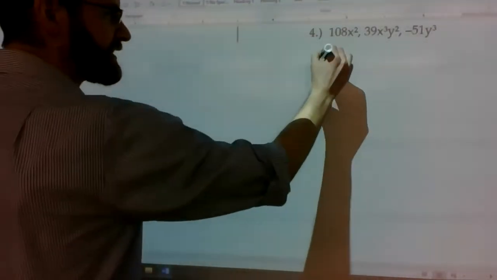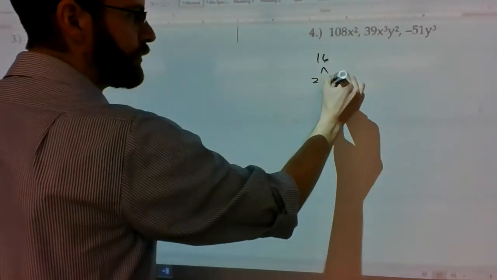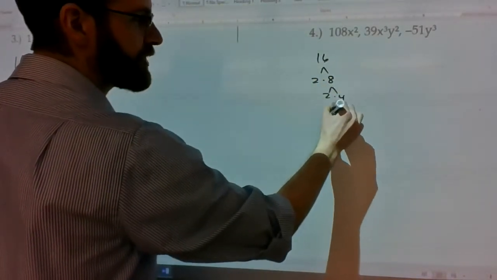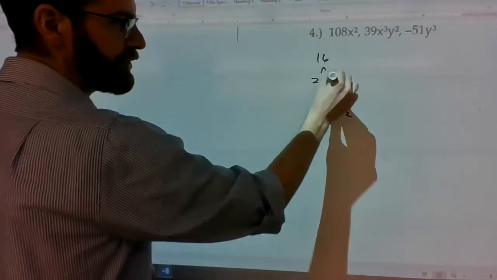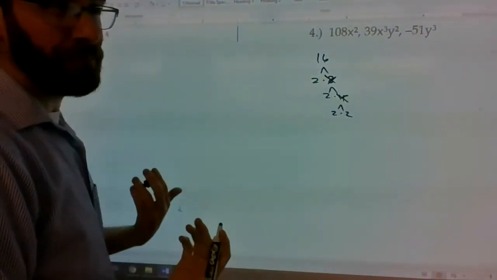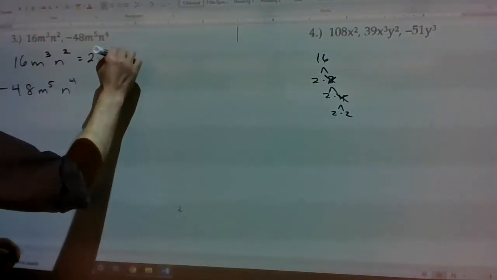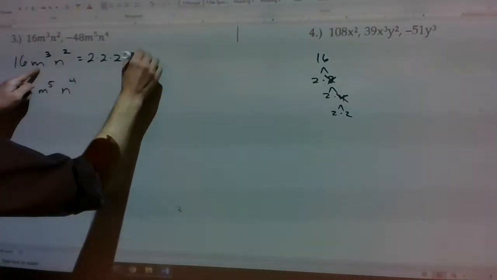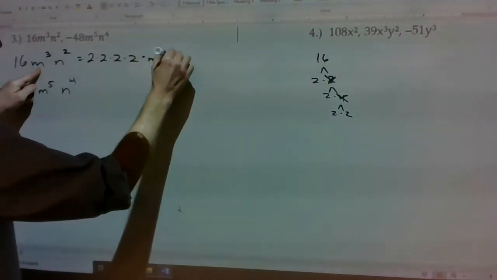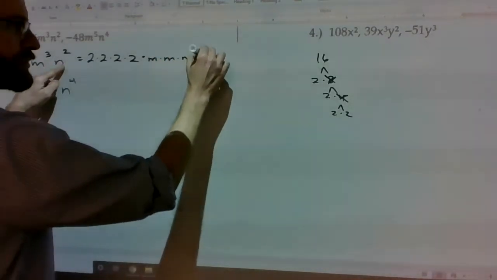16 ends up being 2 times 8, which is 2 times 4, which is 2 times 2. 1, 2, 3, 4 2s, not including the actual non-primes. So this is 2 times 2 times 2 times 2. M's, there's 3 of them for m cubed. N squared, there's 2 of them.